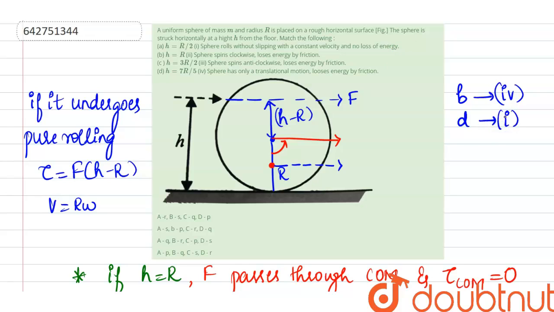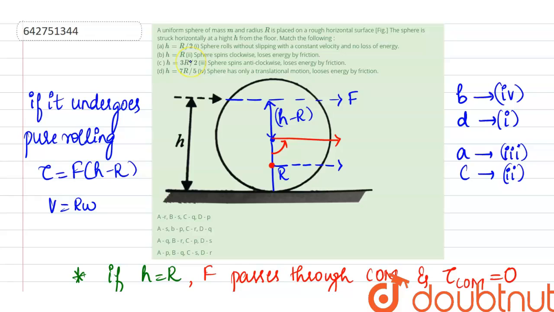So B and D we have come across, and now A, that is h equal to r by 2. When h is equal to r by 2, the sphere is still going to spin anti-clockwise, and any loss in energy is going to be through friction. So A is associated with 3. Obviously, what is left is C, which is associated with 2.